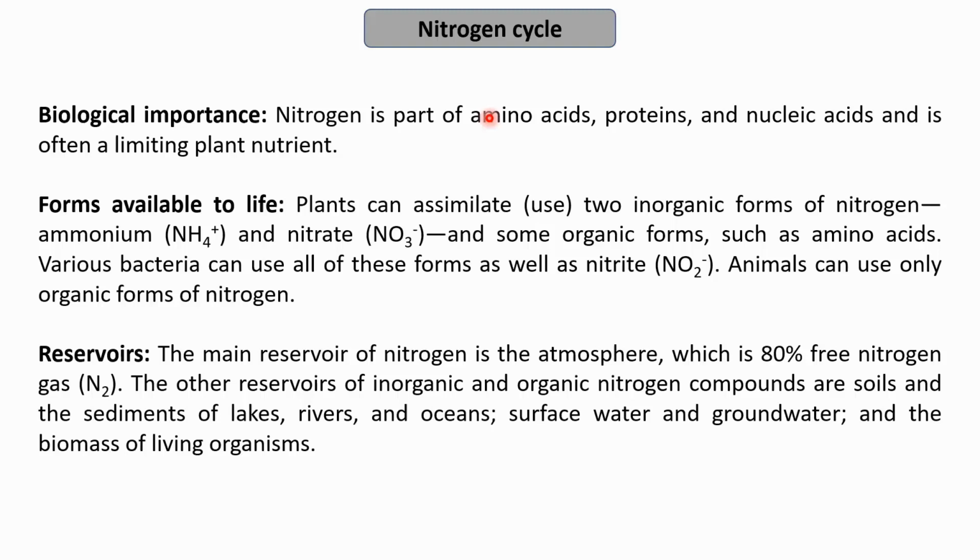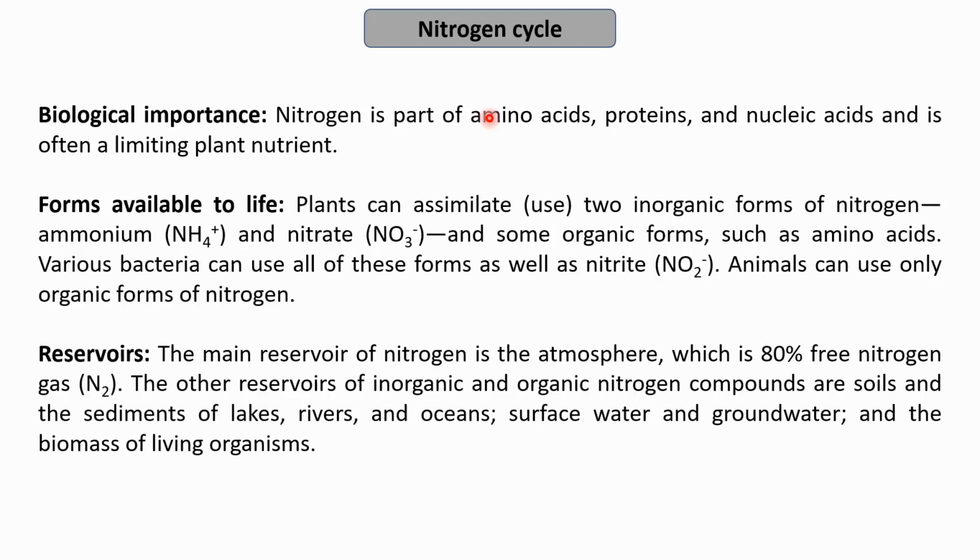So in inorganic forms of nitrogen, plants utilize ammonium and nitrate, while in the case of organic forms, they utilize amino acids. Various bacteria can use all of these three forms as well as nitrite.